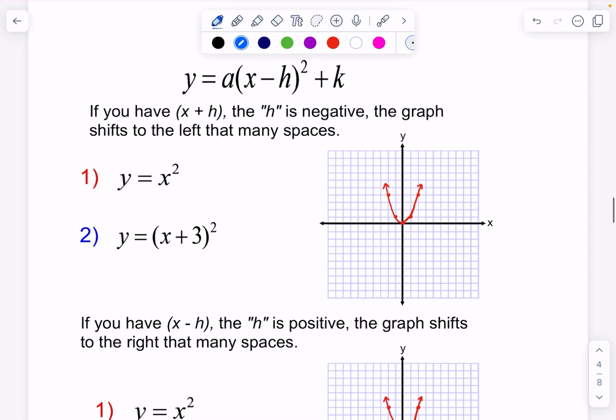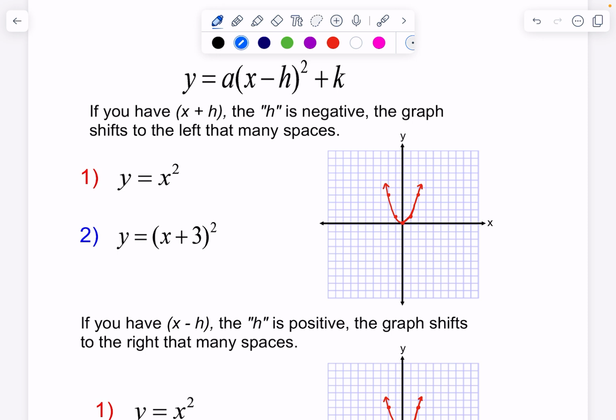Okay, let's investigate the h. If you have x plus h, the h is actually negative. So the graph shifts to the left that many spaces. The h in reality is always opposite of what's given.